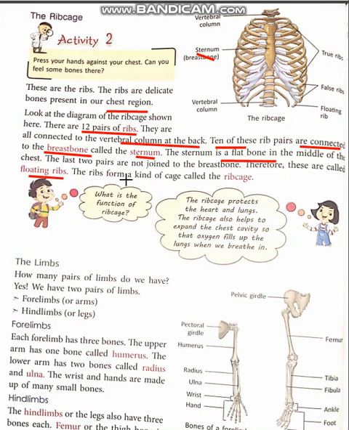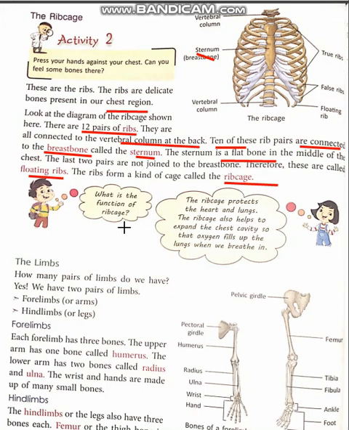The ribs form a cage-like structure. That's why we call it a rib cage. From the front they are connected to the sternum. From the back they are connected to the vertebral column. Hence they form like a cage, and that's why the name is given rib cage.